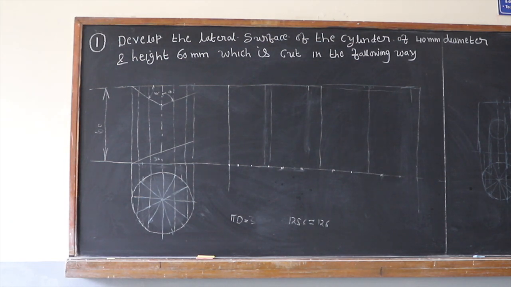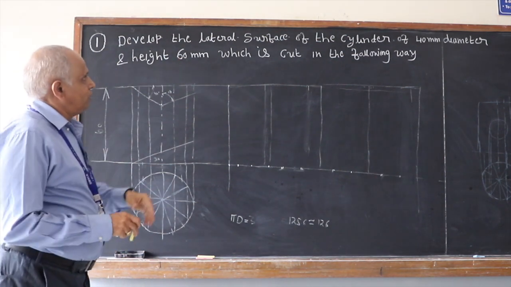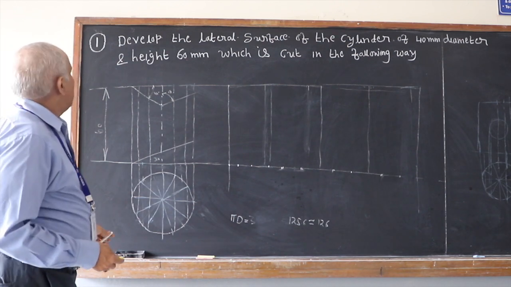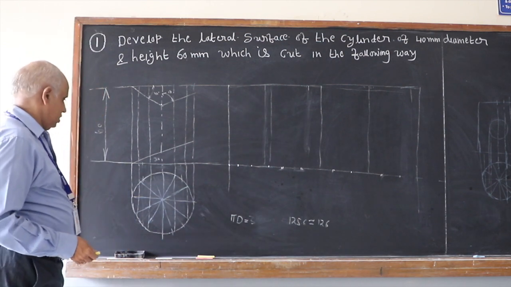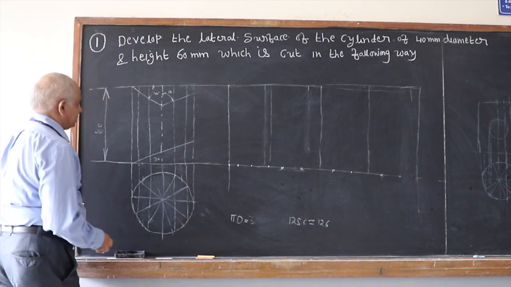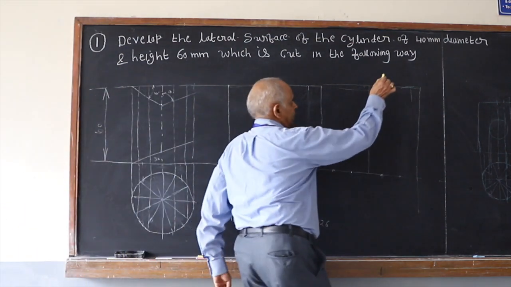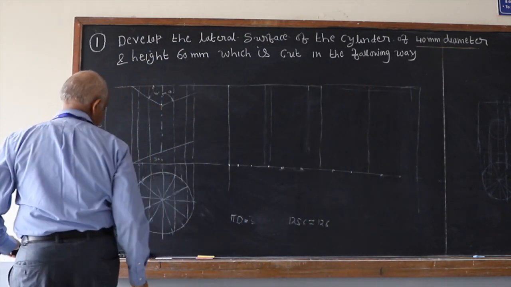In the first problem, we are looking at develop the lateral surfaces of the cylinder of 40 millimeter diameter and height 60 millimeter, which is cut in the following way. He has given you the front view like this. See, this is a cylinder of 40 millimeter diameter and it is of course resting on its base on HP.